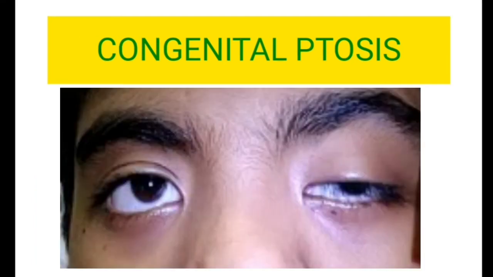When you examine the patient, there is no lid crease, and when the patient is looking in down gaze, the interpalpebral aperture is more than that seen in the primary position of gaze. Also look for the superior rectus, which can be an associated problem in case of complex congenital ptosis.